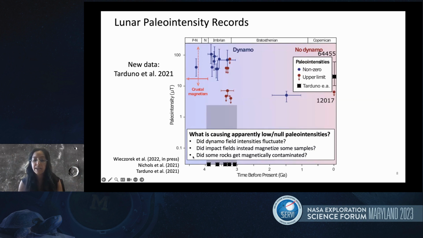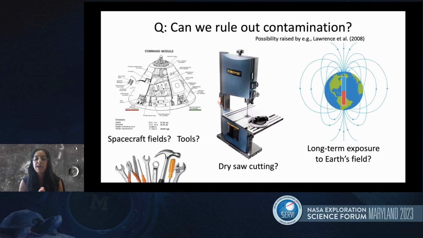Or alternatively, did some moon rocks get magnetically contaminated somehow prior to paleomag analyses? So for this talk, we're going to focus on trying to assess the third possibility. Can we rule out magnetic contamination in lunar samples? And this was a possibility that was raised in 2008 by a paper by Kristen Lawrence et al.